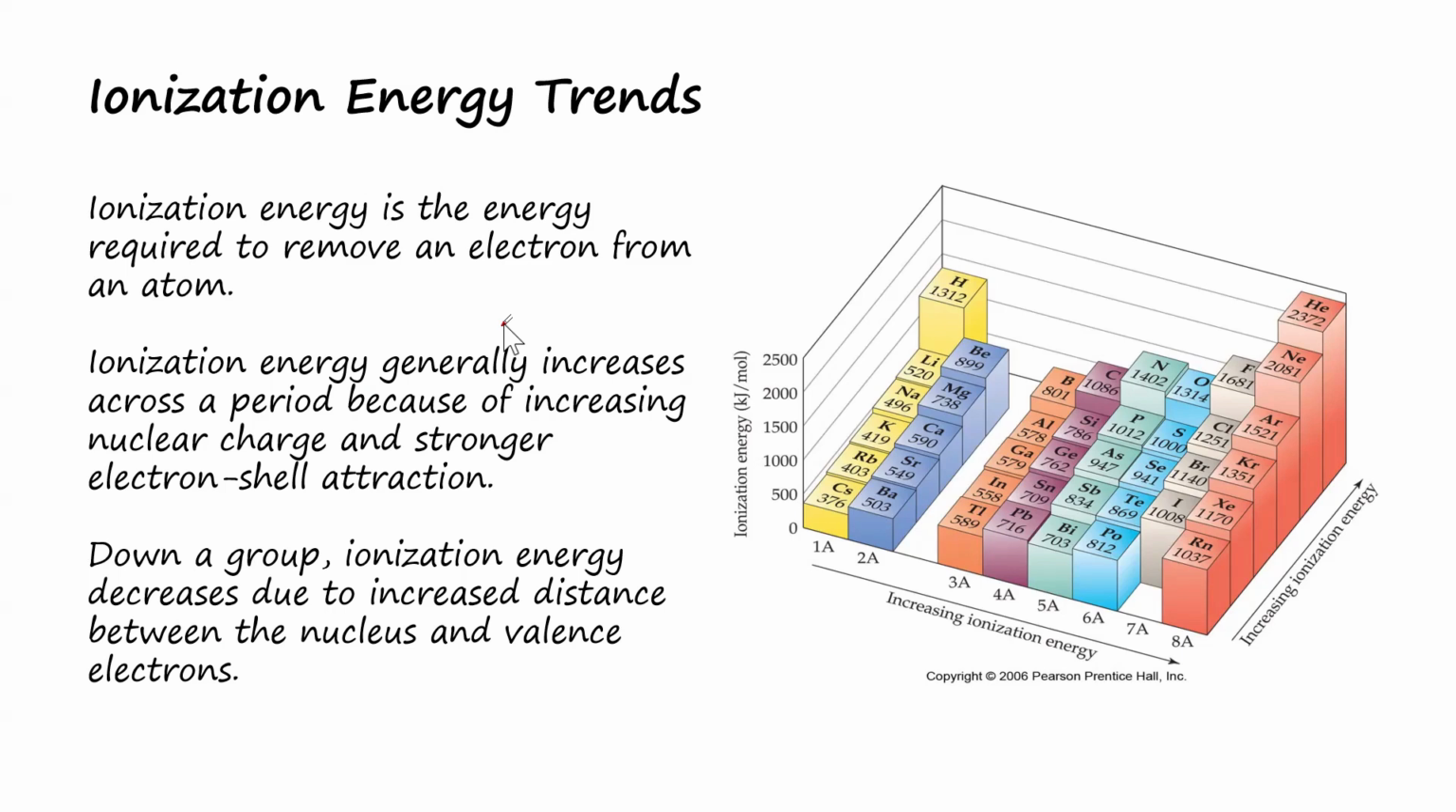So ionization energy generally increases across a period because of increasing effective nuclear charge and stronger electron shell interaction. So you see, ladies and gentlemen, ionization energy is always increasing across the periods because there is an increase in effective nuclear charge and strong electron shell attraction. It means that there is a strong attraction between the electron and the shell. Then down a group, as we move down the group, ionization energy decreases due to increased distance between the nucleus and the valence electrons.